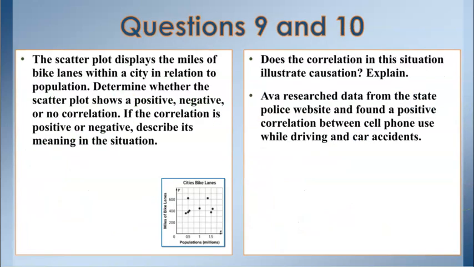Question 9. The scatter plot displays the miles of bike lanes within a city in relation to population. Determine whether the scatter plot shows a positive, negative, or no correlation. If the correlation is positive or negative, describe its meaning in the situation. So if it's got correlation, there's going to be a pattern in the points. Positive means the points are going up in a tightly packed manner, going up from left to right. Negative would be going down from left to right.